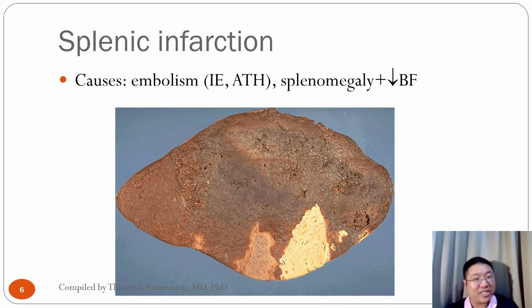White infarct is seen in solid organs with arterial occlusion, and the organ needs to have only a single blood supply, right? Or sometimes the patients have splenomegaly with decreased blood flow, for example, in heart failure. So the spleen may undergo infarction.